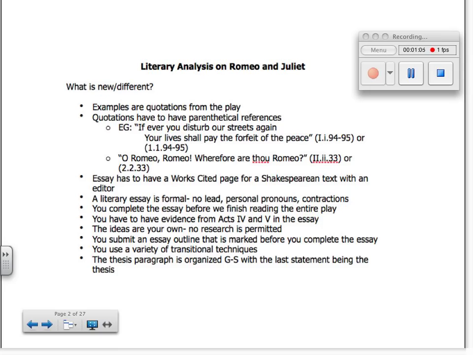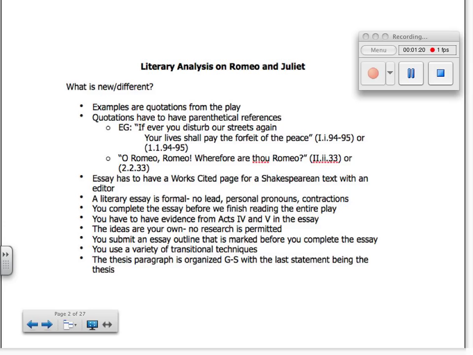In a persuasive, you could do research. But in terms of a literary, you're working only with the text, right? You're only working with the play. For us, this is all you're doing. You're not doing any research.